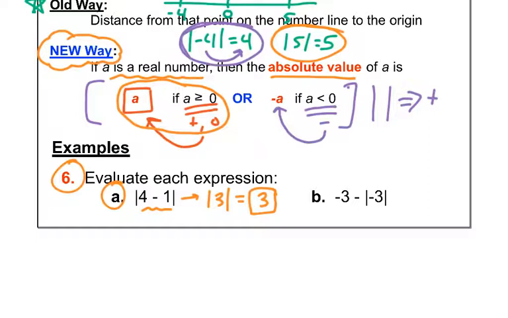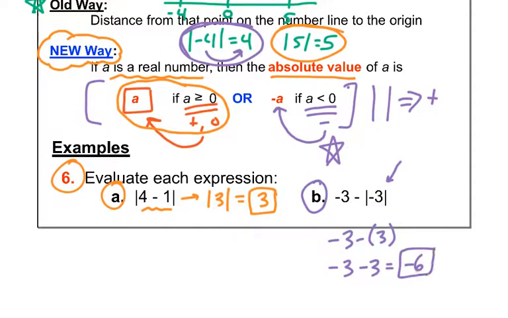Okay, for part B. Again, order of operations, we should do the absolute value first. So we have -3 minus the absolute value of -3. It's a negative number, so when you take the absolute value of a negative number, you get the opposite of what a was. The opposite of -3 is +3. So this just becomes -3 minus another 3, and you get -6.